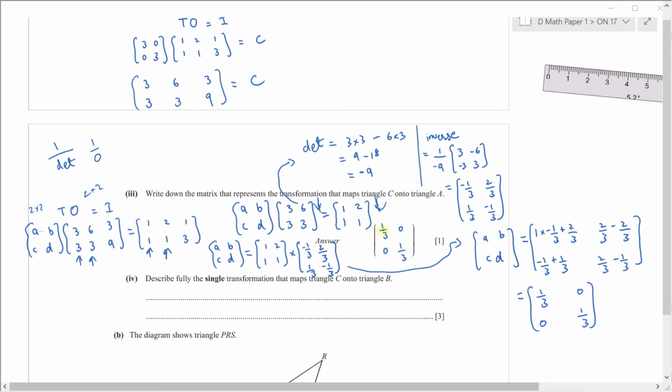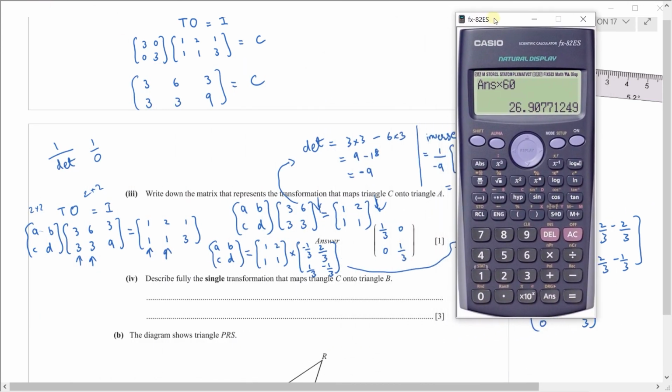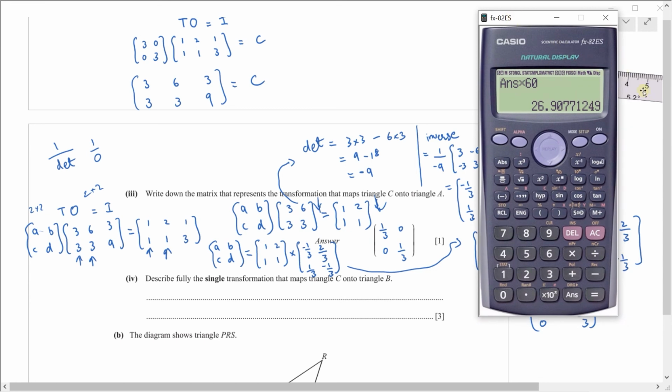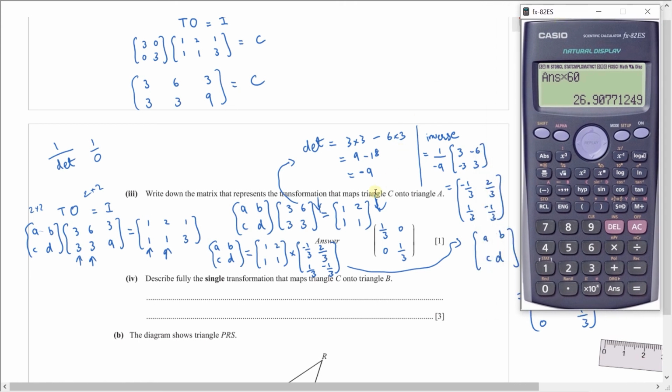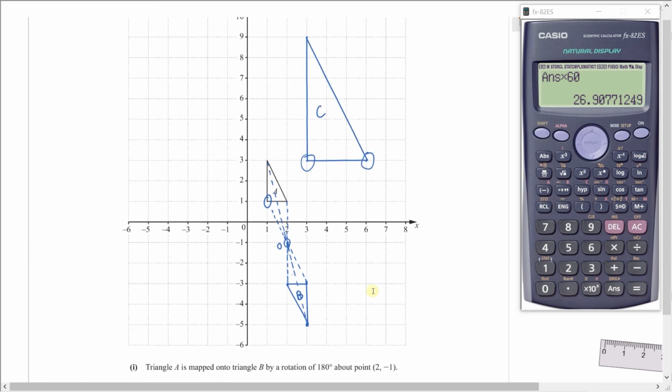It's slightly longer, but in case you forget the enlargement matrix, you can actually do this full calculation to get your answer. So let me bring back my calculator here. Move this here. And let's continue to the next part, which is describe fully the single transformation that maps triangle C onto triangle B. So triangle C is now being mapped onto triangle B.